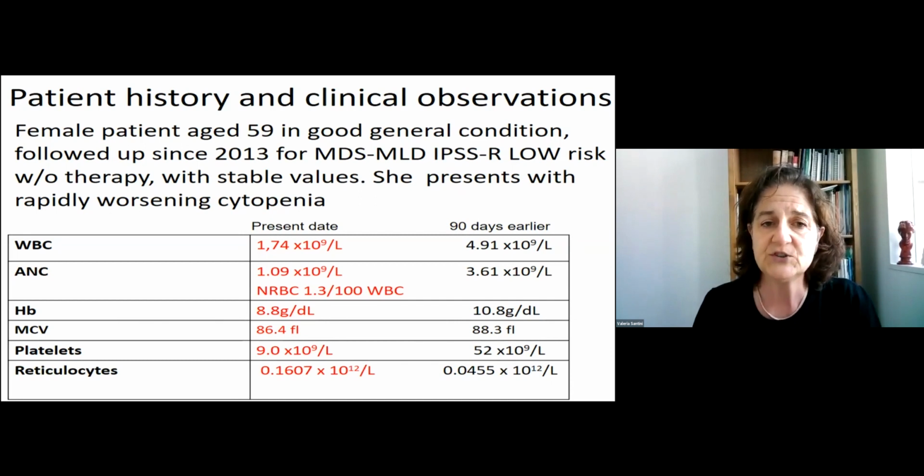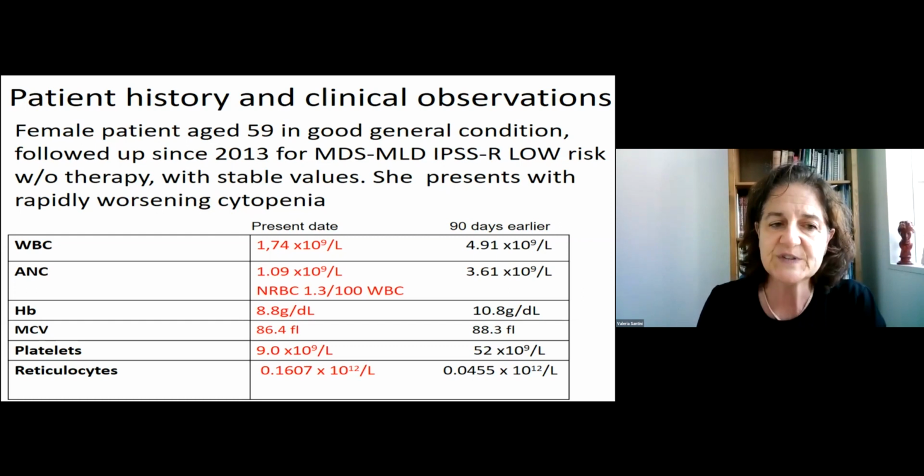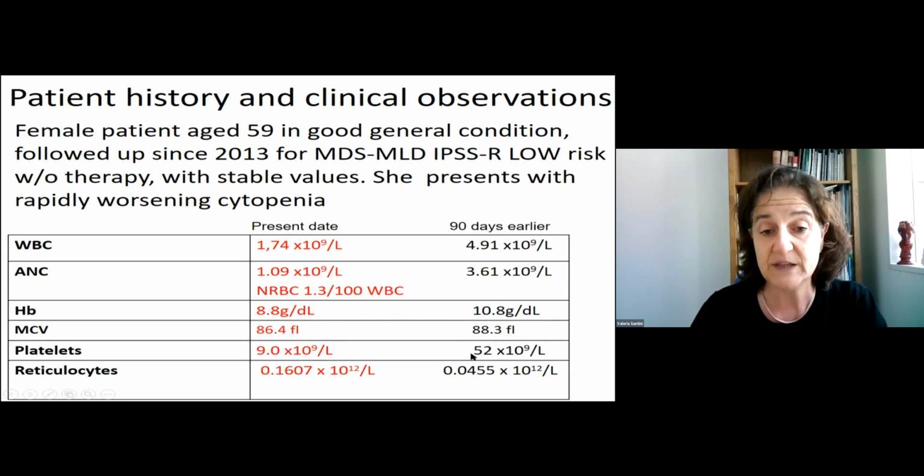This is a female patient, age 59. She comes with a good general condition, and she has been followed for several years for MDS with multilineage dysplasia, but IPSS low risk and stable values without profound cytopenias. Then suddenly she presents with rapidly worsening cytopenia. As you may see, especially the number of platelets has decreased from the last control. She has also worsening anemia and neutropenia.